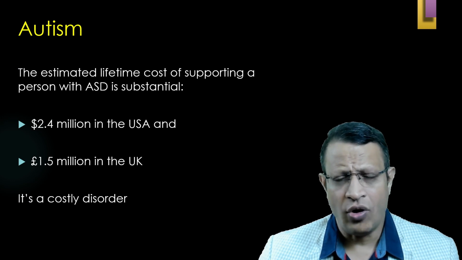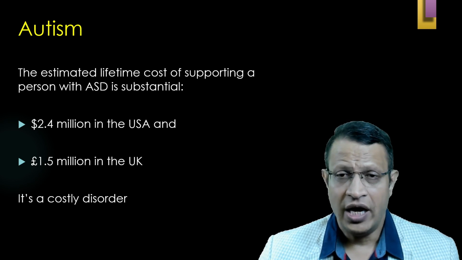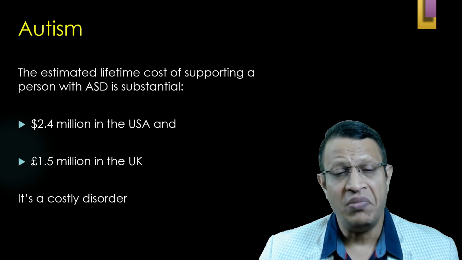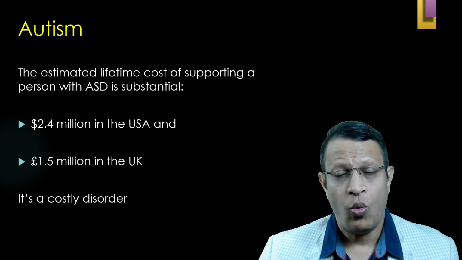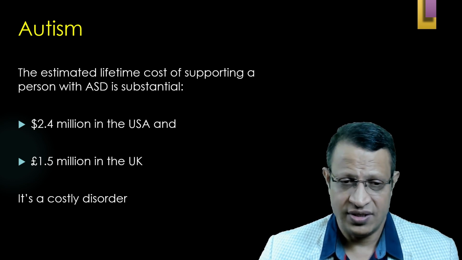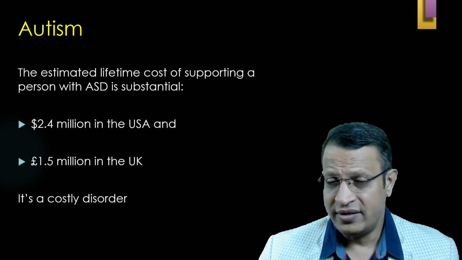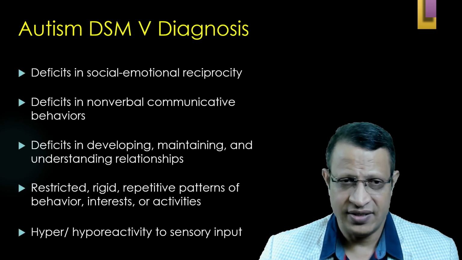The estimated lifetime cost of supporting a person with autism spectrum disorder is very substantial. In the US, it is $2.4 million, my dear friends. In the UK, it is 1.5 million pounds. It is a very costly disorder. Unless the welfare state takes responsibility, this burden will fall on the parents.